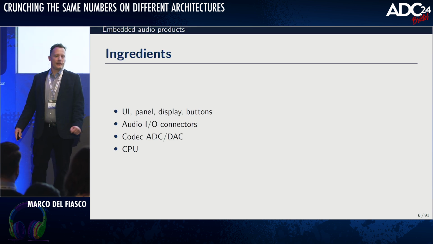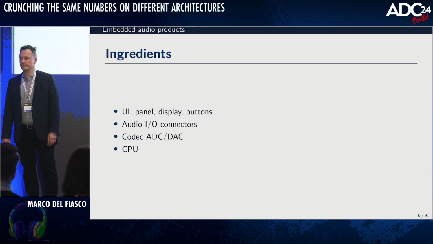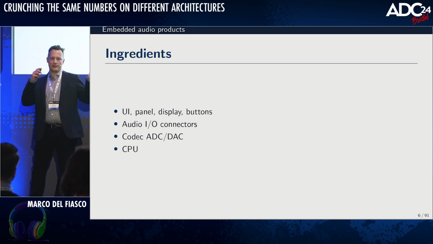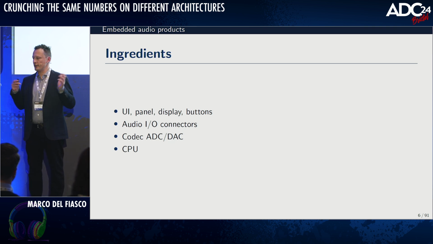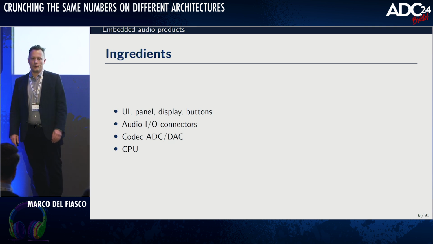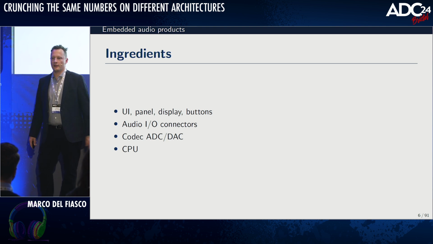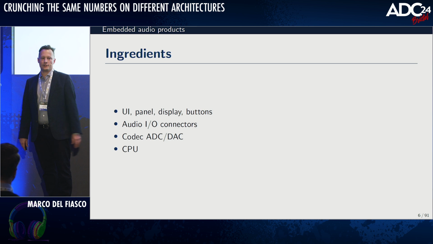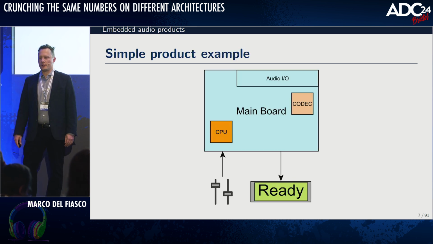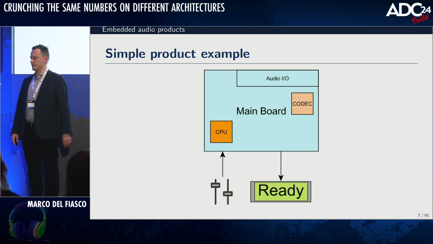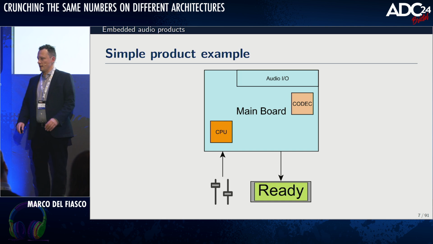So, of course, every embedded audio product is different, but they share a common set of ingredients. You will find a UI, a panel with buttons, encoders, display. Of course, you have all the audio I/O connectors. And then for digital audio products, you have a CPU connected to some codec, which does the analog to digital and digital to analog conversion. This is an example of a simple embedded product. It's a single board device. It has only one CPU doing the housekeeping and the signal processing.